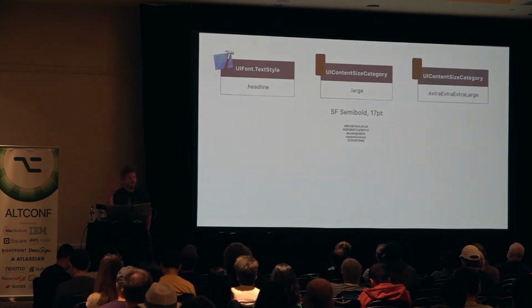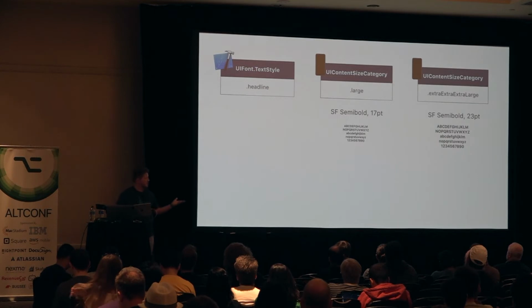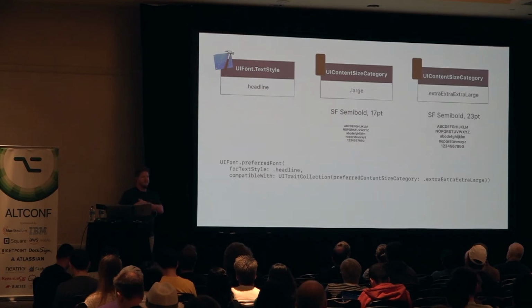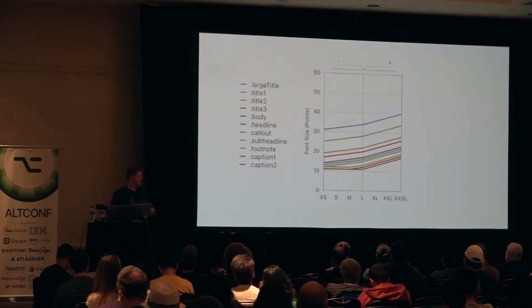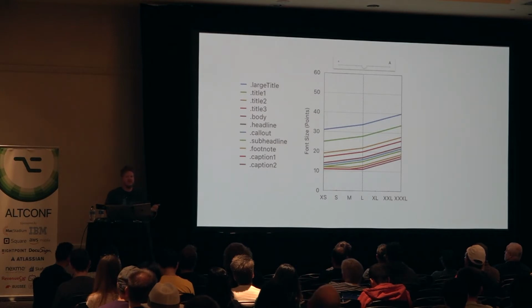Now I come along and I'm using the XXL, and that app launches up and it's setting the fonts and it chooses 23 point semi-bold. So the headline combined with the XXL is what gives me those different things. Again, you choose the text style, the user chooses the content size category. There is actually no way that I know of for you programmatically to change the content size category, except for kind of generating fonts on the fly, if you wish.